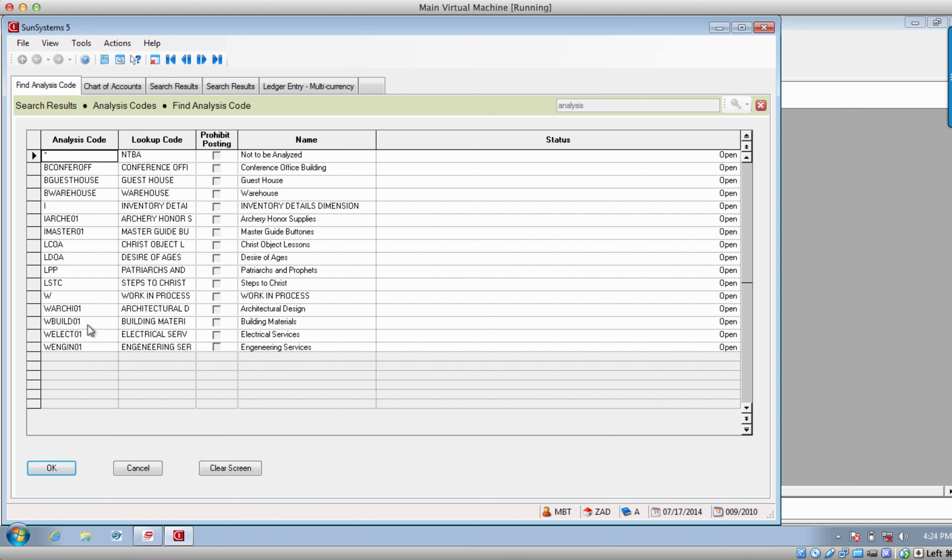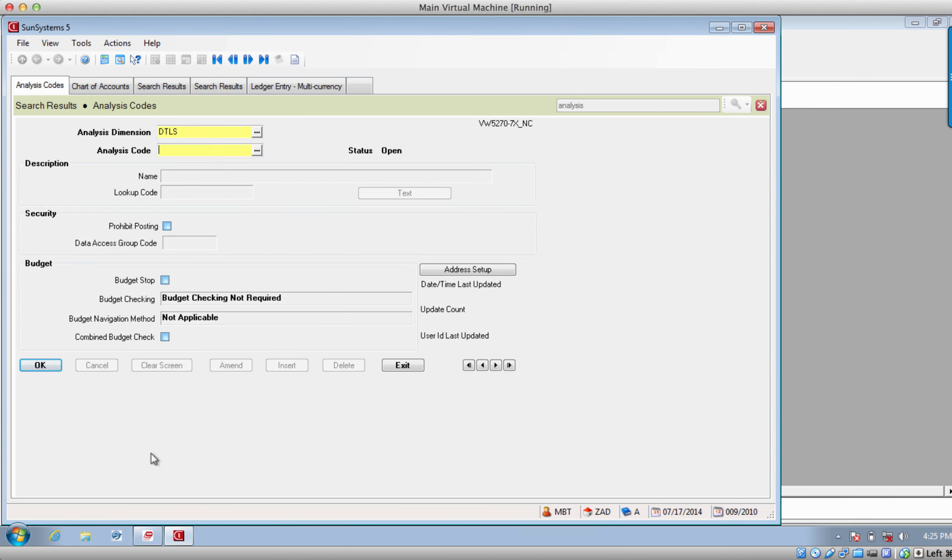And in the context of building work in process, details mean the different elements of doing a work in process. So you've got to realize that since the details dimension is multitasking, we have to separate those different tasks with prefixes. And so that's what we've done there. I want all of my buildings in one place, and so I set up an analysis code for each of my buildings. Okay, and I think that takes care of that.